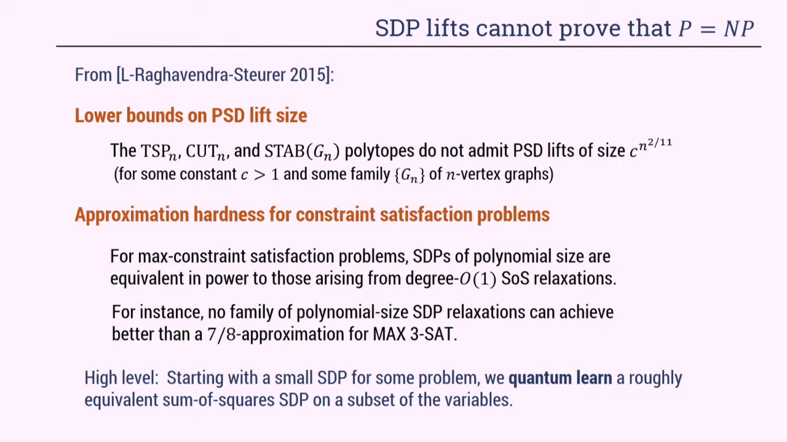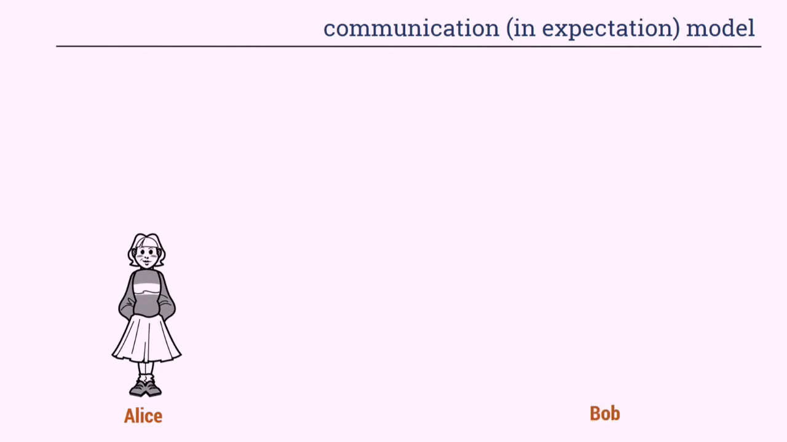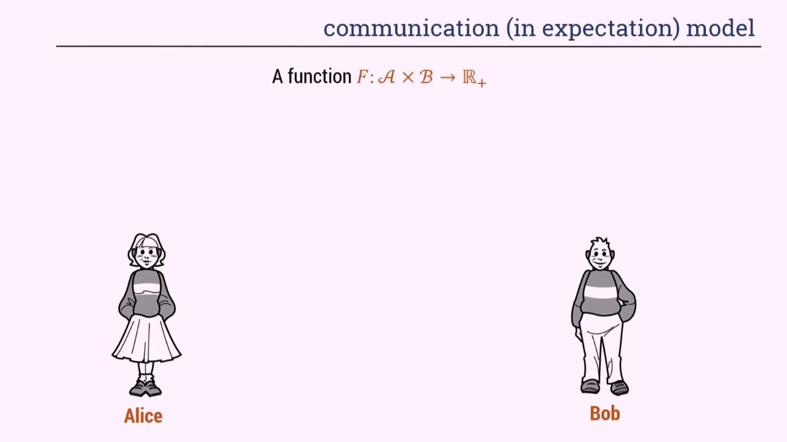Okay, so let's try to explain now the connection and why I'm calling this quantum learning. To do that, we need to look at some model of communication. It's a communication problem between two parties, nothing very creative here, Alice and Bob. There's some function that they want to compute. This is a function that takes non-negative values, so this is not a 0, 1 valued function. There's some domain A for Alice's inputs, some domain B for Bob's inputs, and a function which is taking non-negative values they want to compute.